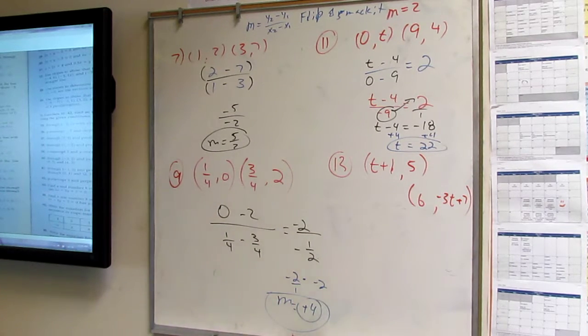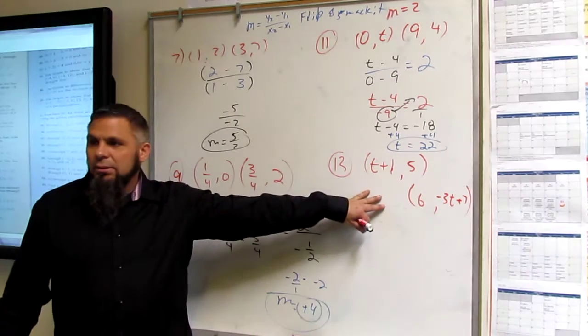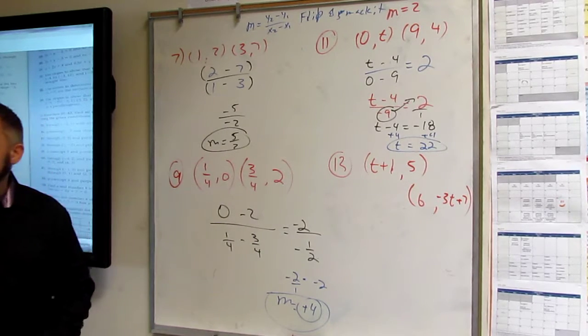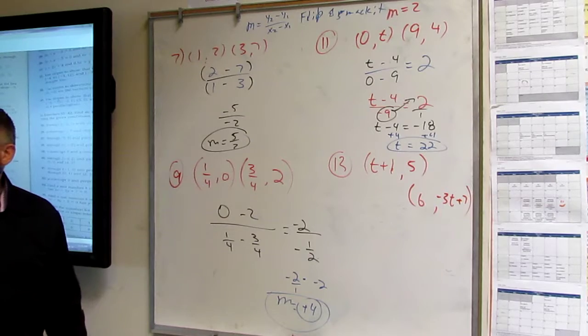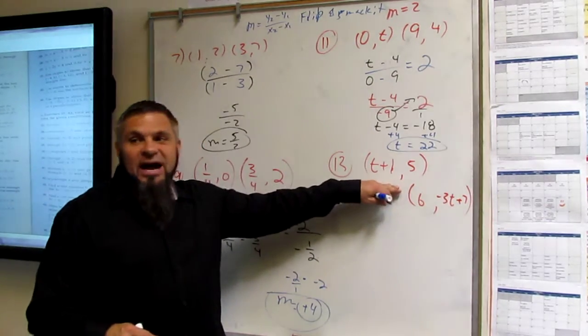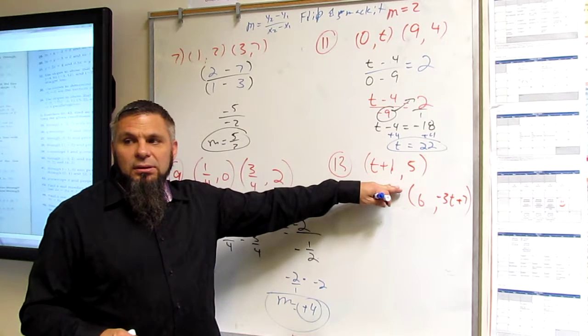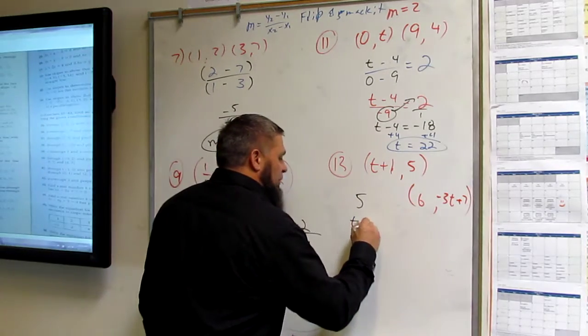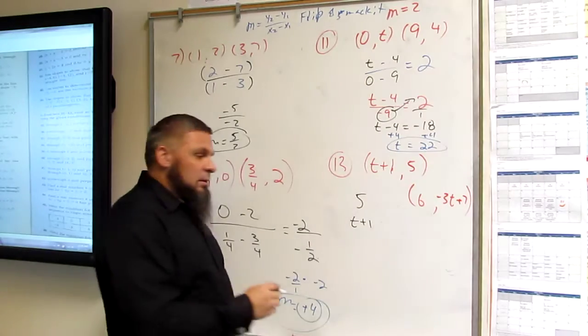Okay? Now how am I going to do that with this guy? Right? Running out of space now. Let's flip it. What goes on top? Wyatt. What's on top? t plus 1 or 5? You got a 50-50 chance. Yes. 5 over t plus 1. Okay?